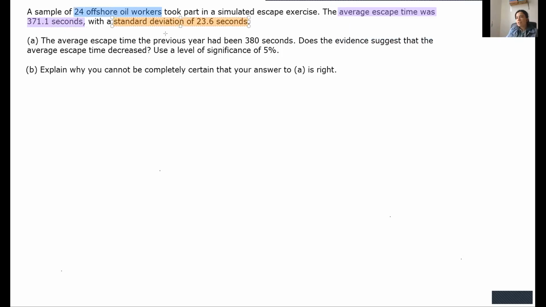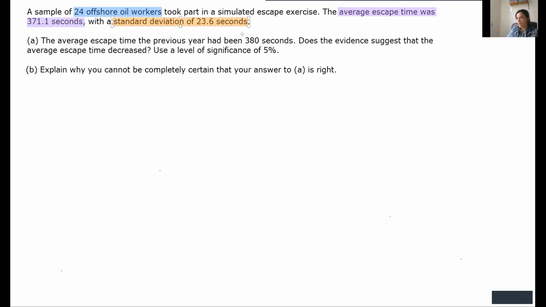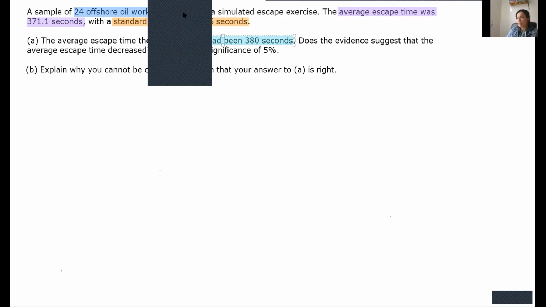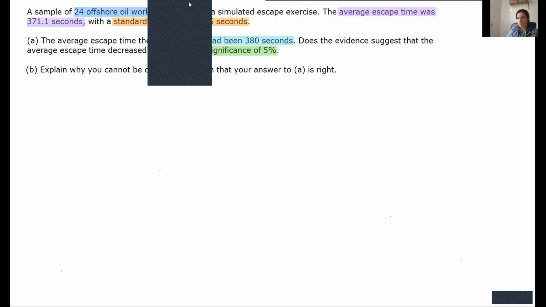Then the average escape time the previous year had been 380, which means that I have something that is 380. Previous year was 380, and then I'm going to have to use a level of significance of 5%. So this is all the information that I have, and that I'll have to translate into the notation that I already know.